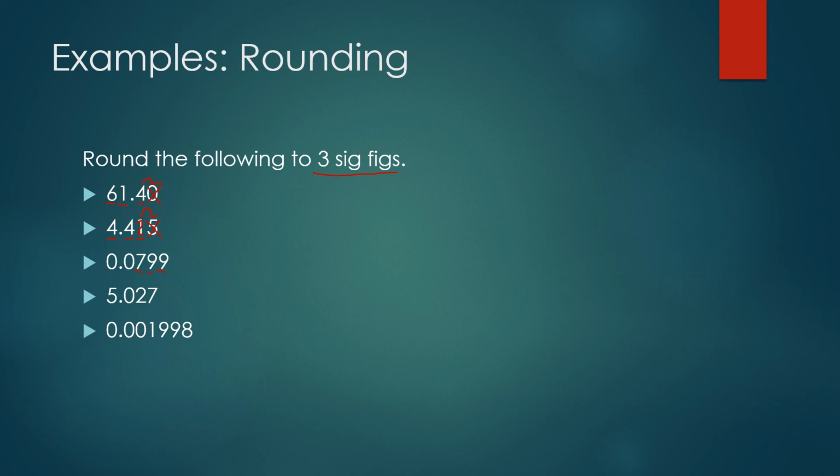So the next one, 5.027. 5 counts. This 0 counts because there's a decimal point and because it's between 2 non-zero numbers. And then this 2 will be our third significant figure. So let's look at the number next to it. Is it 5 or higher? It is. It's a 7. So we're going to round up to 5.03.